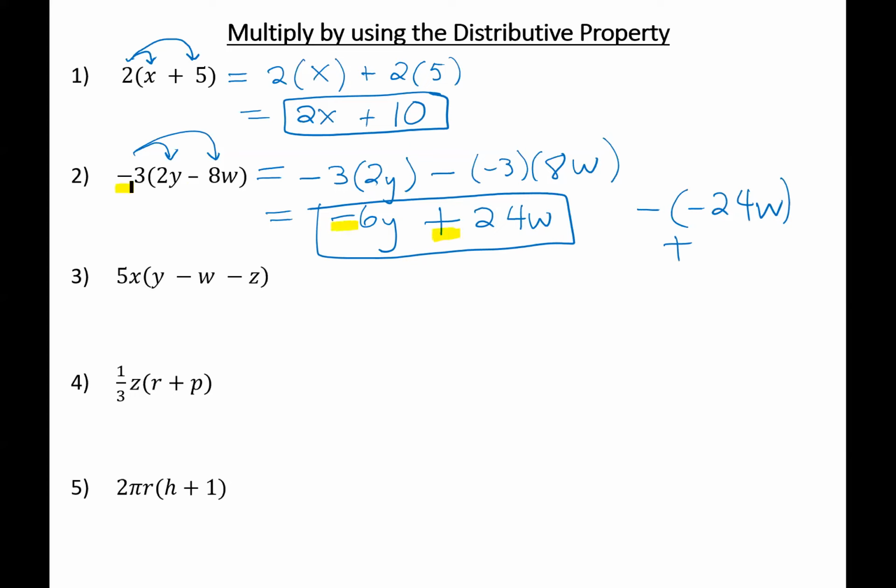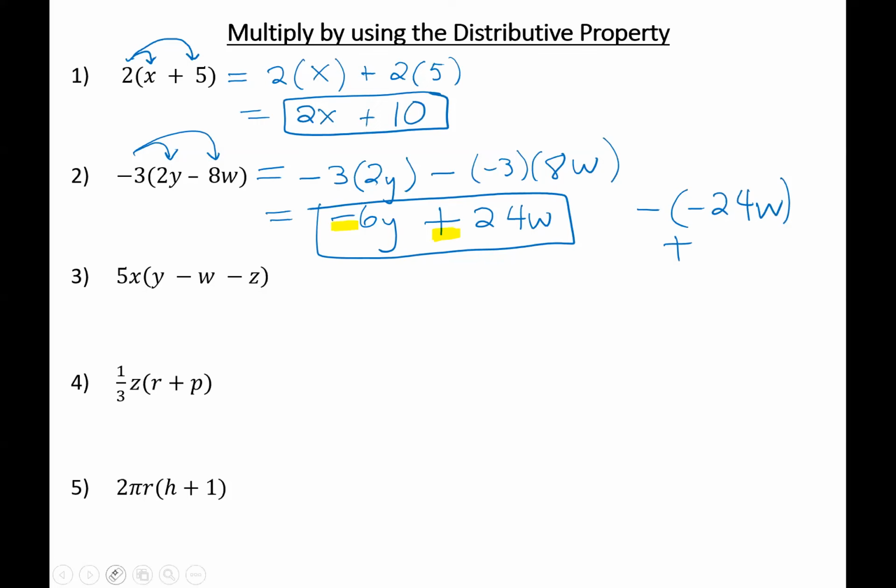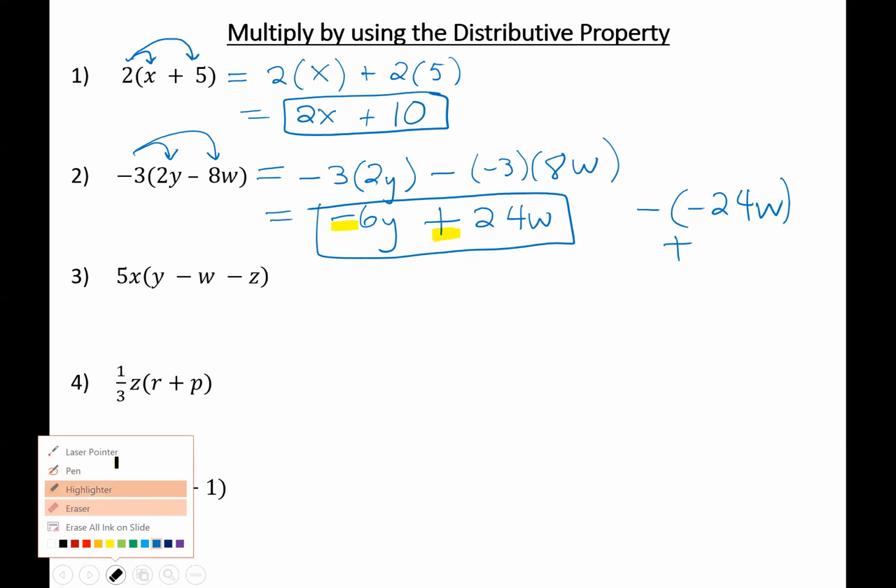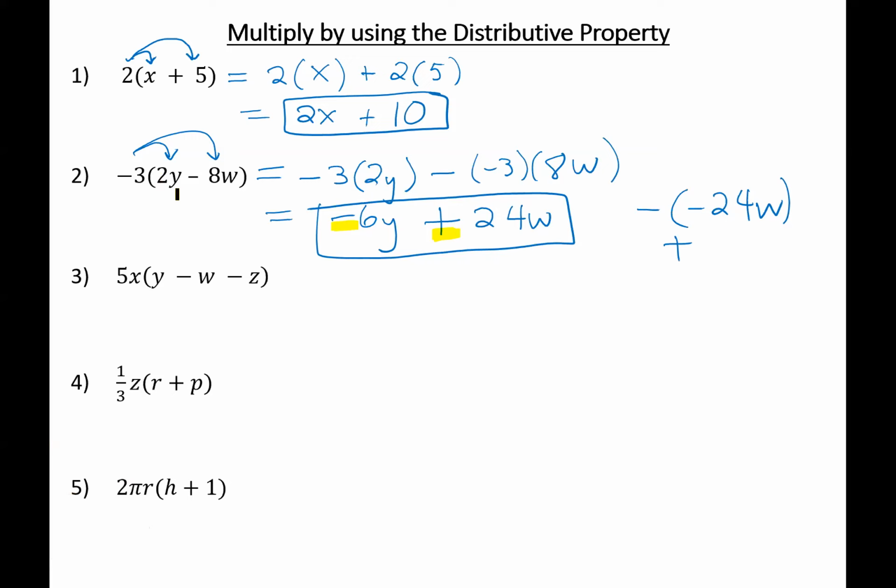Okay, so our signs are changing from what they were to begin with. I'm trying to highlight and talk at the same time, sorry. So the positive 2y became -6y, and then the -8w became positive 24w. Alrighty, a couple more, 3 more to be exact.